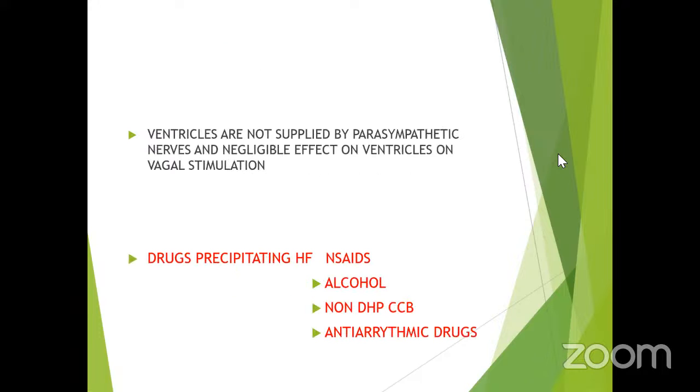Now, a word or two about these to know as practice points. Ventricles are not supplied by parasympathetic nerves, and there are negligible effects on the ventricles on vagal stimulation. Upon vagal stimulation, what's happening? The vagus slows the heart, and stimulates the stomach. So once it is stimulated, the heart rate decreases. But as ventricles are not supplied by these parasympathetic nerves, whenever arrhythmias occur and we give atropine, it is of absolutely no use. It acts only through the SA node and AV node, not further.